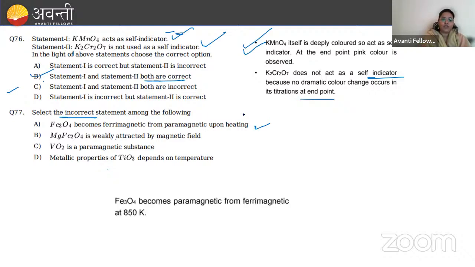Okay, but MgFe3O4 becomes paramagnetic from ferrimagnetic at 850 Kelvin. But अगर आप बाकी चार देखोगे ना, तो ये क्या है? ट्रू है. बाकी तीन जो ऑप्शंस है ना, वो क्या है? ट्रू है. Okay, these three options are what? True. First one is what? Converse. Okay. Induced magnetism वहां पे फॉर्म होता है.